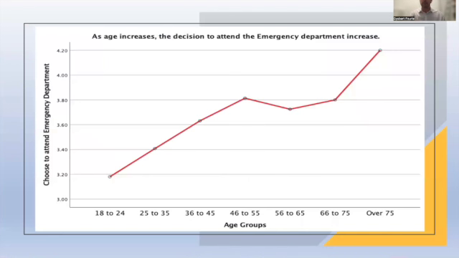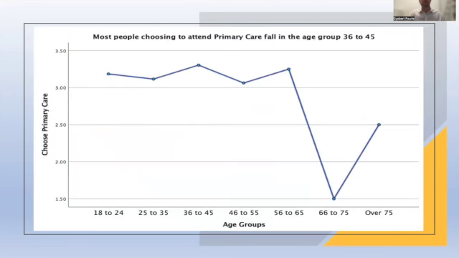So one is that we can see that there's a clear association between the increase in age of patients and the decision to attend the emergency department. It's particularly from the age groups between 66 to 75, and then there's a sharp incline to the over 75s. In contrast, most people choosing to attend primary care, according to the survey, fall in the age group between 36 and 45, with a very sharp decline in the age group between 66 and 75, and a slight increase again towards the over 75s.